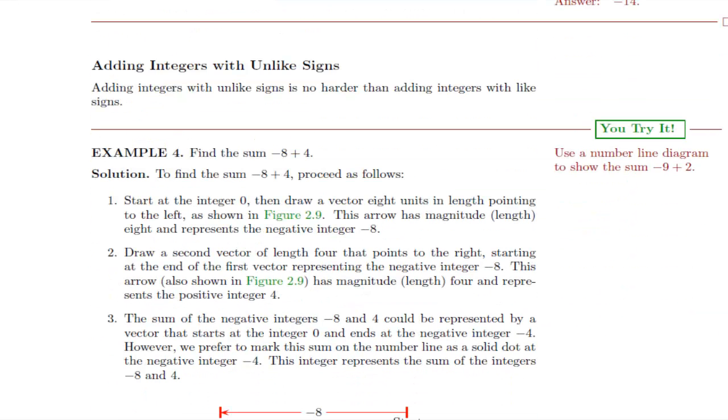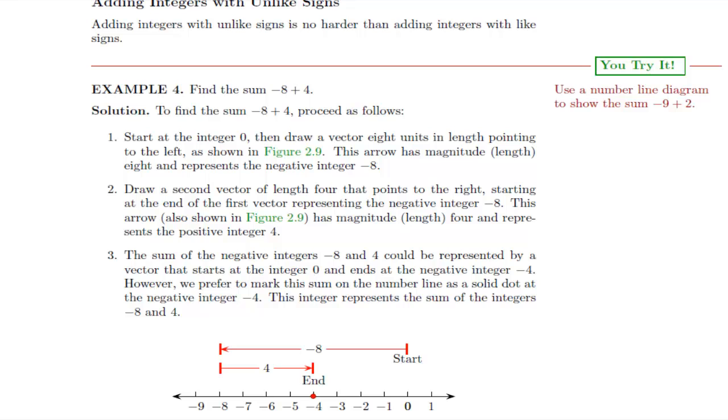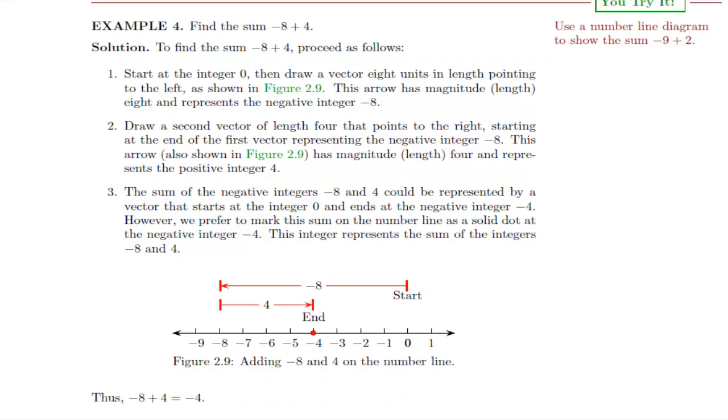Adding integers with unlike signs. Adding integers with unlike signs is no harder than adding integers with like signs. Example 4. Find the sum -8 plus 4. Solution. To find the sum, proceed as follows. 1. Start at the integer 0, then draw a vector 8 units in length pointing to the left as shown in figure 2.9. This arrow has magnitude, or length, 8 and represents the negative integer -8.